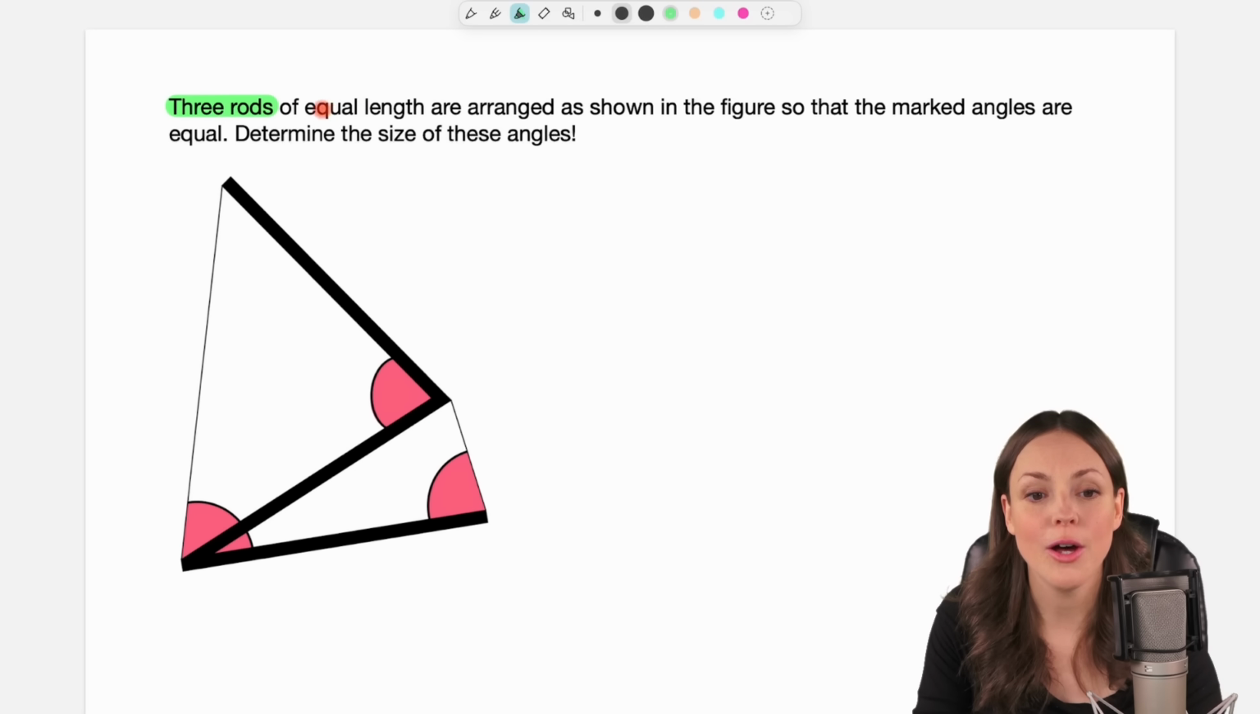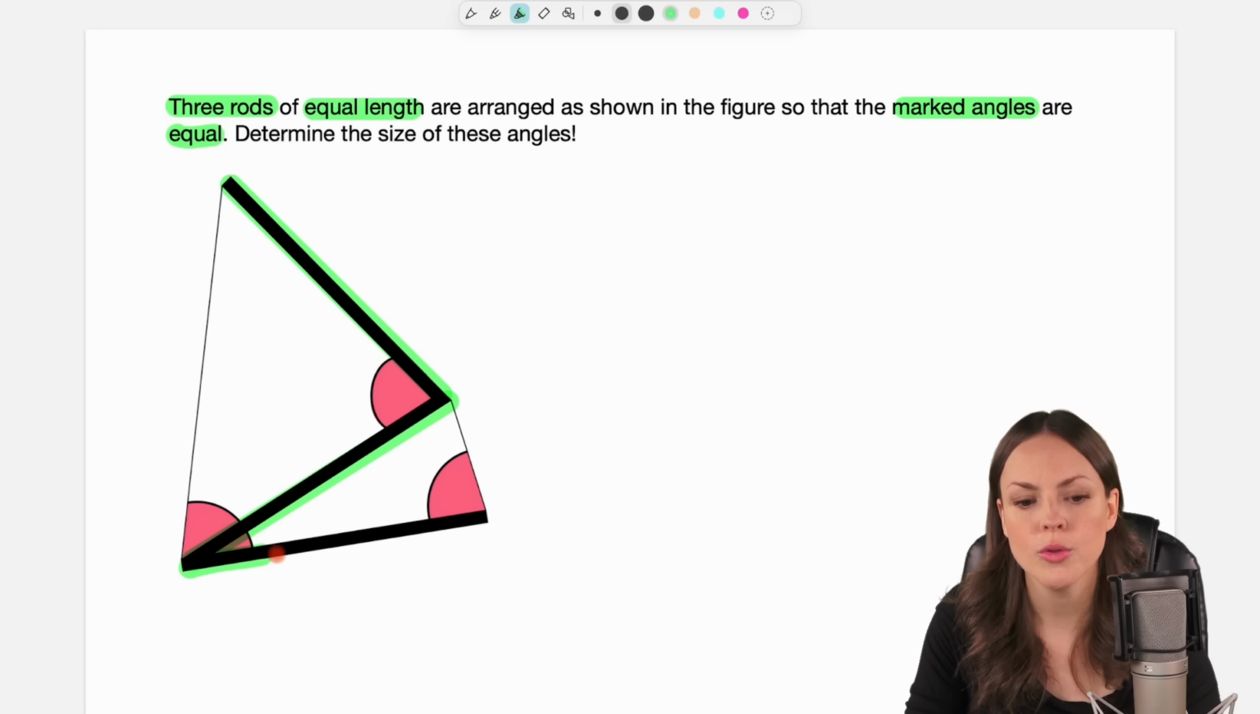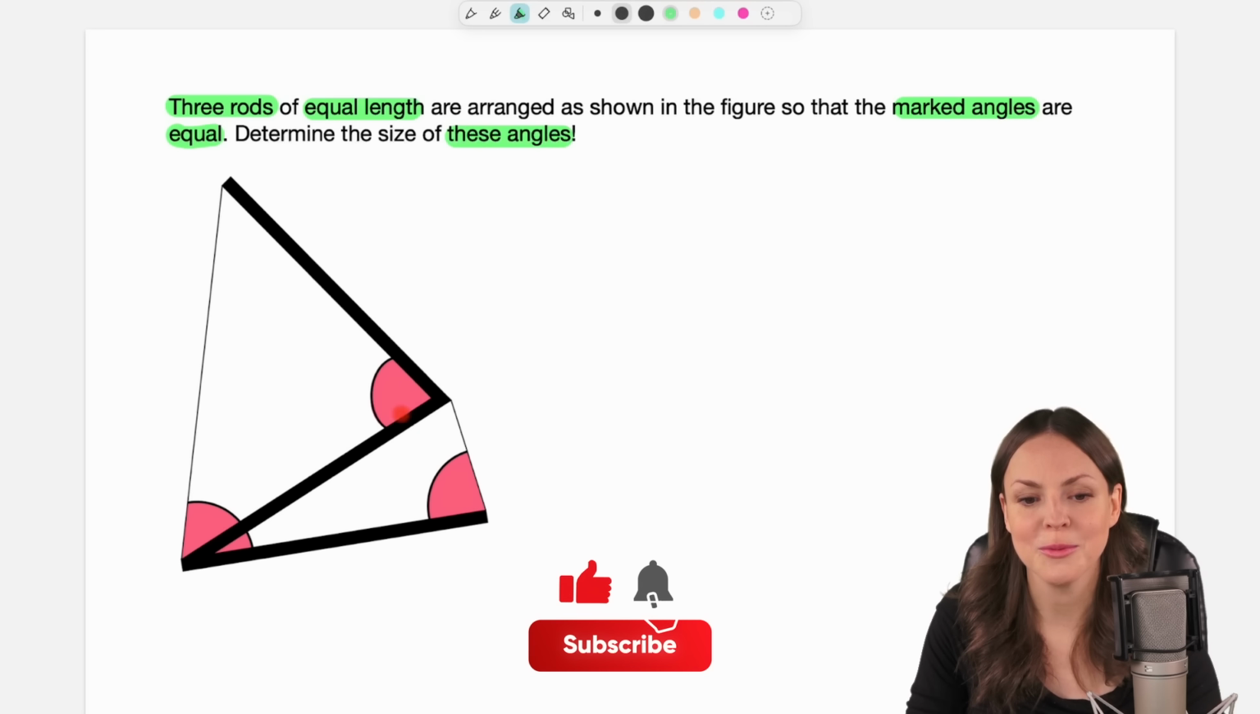Three rods of equal length are arranged as shown in the figure so that the marked angles are equal. We can see these three rods here: 1, 2, 3. They are all of equal length, and they marked these angles here that should also be equal. Determine the size of these angles. Okay, we have to find these angles.